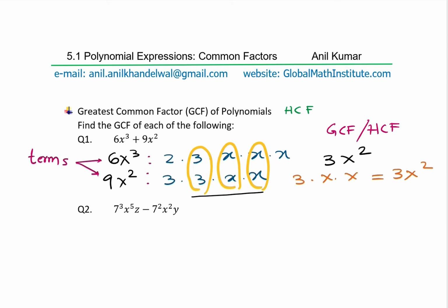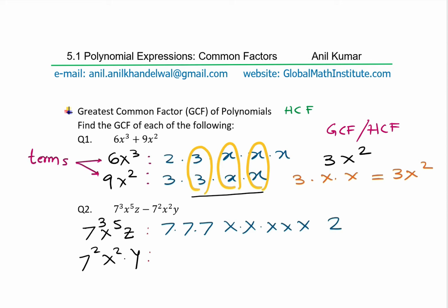So it is 3 times x squared, which gives us 3x squared. And that is the way to find the greatest common factor. Let us take up another example before moving forward. So this time we have two terms which are 7 cubed x to the power of 5 and z. The other one is 7 squared x squared and y. Now what are the common factors? First, let's list the factors themselves. So if you list the factors, 7 cubed means 7 times 7 times 7. X to the power of 5 means there are 5 of these, right? And then 1z. For the other one, we have 7 times 7, x squared and y.